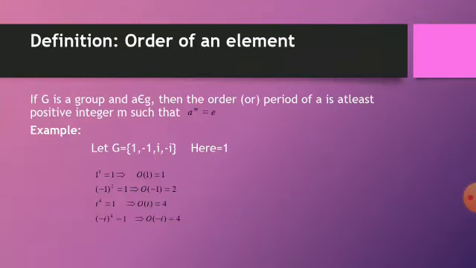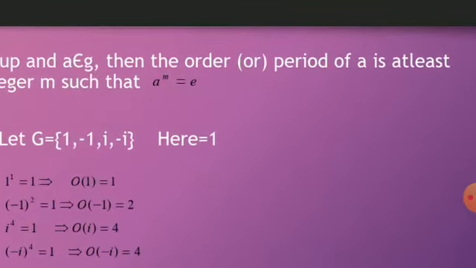Now, let us see the definition for the order of an element. Already we have seen the order of a group. Here, we are going to see the order of an element. If G is a group and A belongs to G, then the order or period of A is the least positive integer M such that A power M is equal to E.